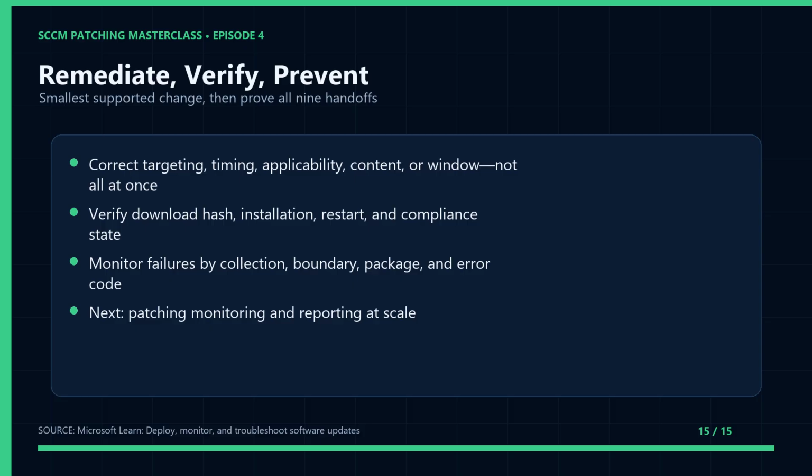Adjust maintenance window or deadline behavior only through approved change control. For installation errors, use the exact Windows Update Agent result and supported vendor guidance. Then verify every handoff through post-reboot compliance and document the root cause, smallest change, before and after evidence, owner, and prevention. The next masterclass closes patching with monitoring and reporting at scale.